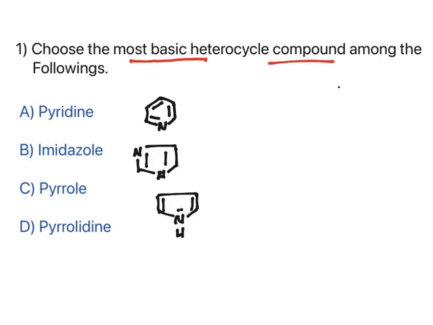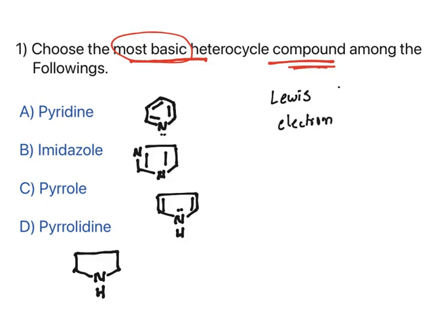Now, this pyrrolidine is a different molecule. Among all the heterocyclics, pyrrolidine does not have any aromaticity. Now let us understand the question again. It talks about the heterocycle with most basic characteristics. The moment you see basic, you need to consider Lewis theory. According to Lewis theory, an electron pair donor is a base. So in order to act as a base, electron pair availability should be there.